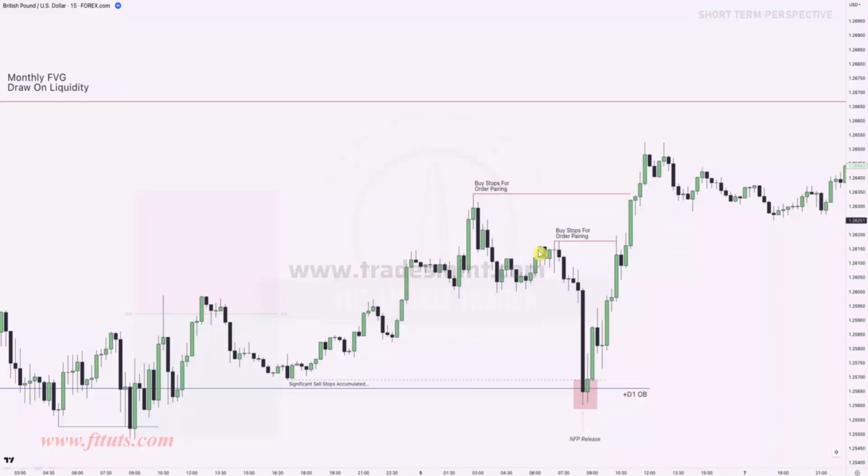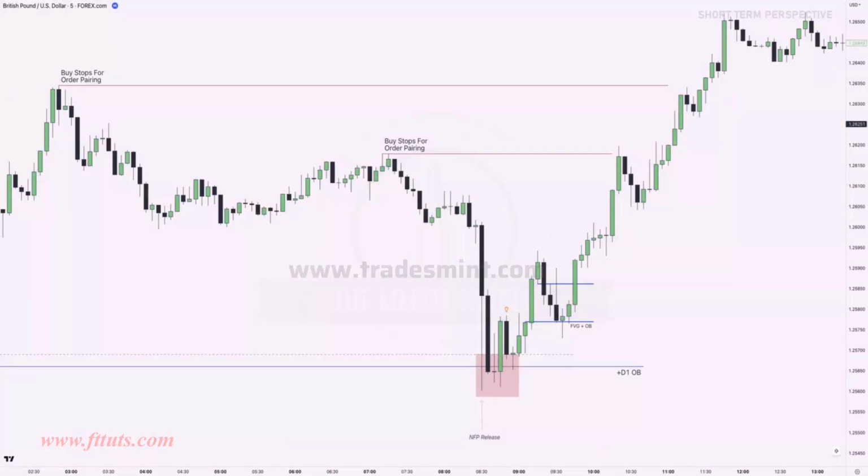Yes, we do. We have some buy stops over here for order pairing. So there are engineered buy stops up here and engineered buy stops up here, and eventually above here, that monthly fair value gap, which is the drawn liquidity. Dropping into the 5-minute time frame, we see those buy stops for order pairing are present. We hit that discount array, the daily order block, after that NFP release, and remember we took all those significant sell stops. So over here we're starting to break structure upwards, and from there on out you want to see all those discount arrays being respected again.